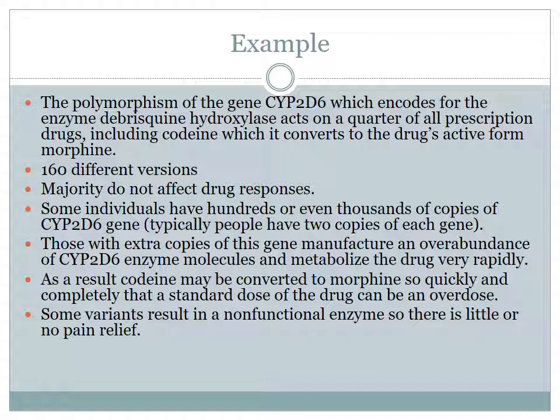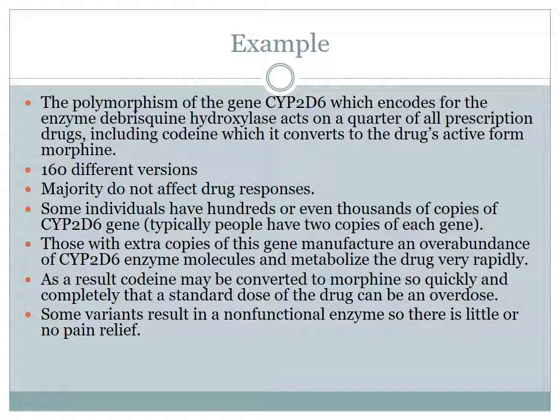For example, if we look at the polymorphism of the gene CYP2D6, which encodes for the enzyme debrisoquine hydroxylase, it acts on a quarter of all prescription drugs, including codeine, which it converts to the drug's active form, morphine. CYP2D6 exists in more than 160 different versions, and the majority do not affect drug responses. Some individuals have hundreds or even thousands of copies of the gene.